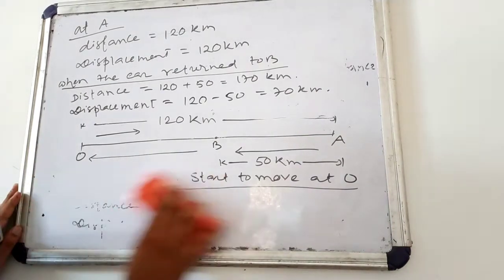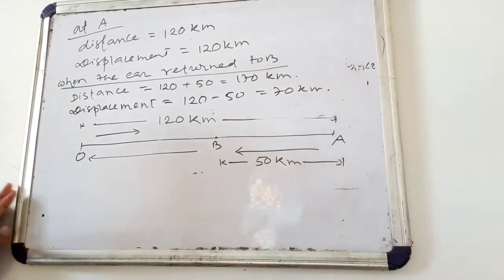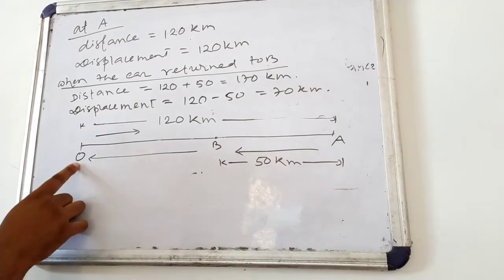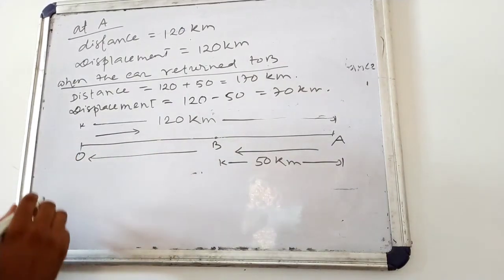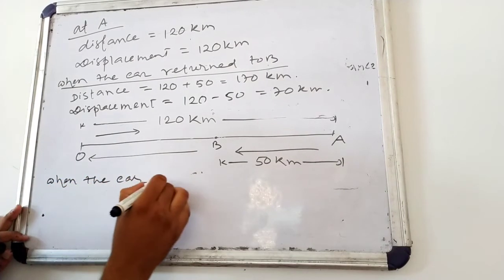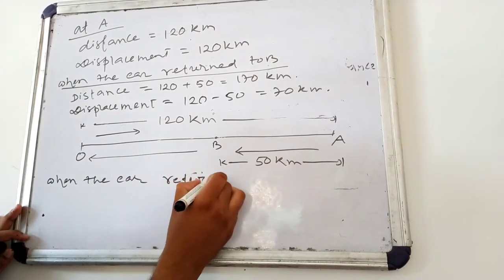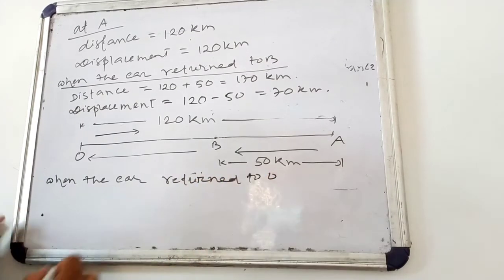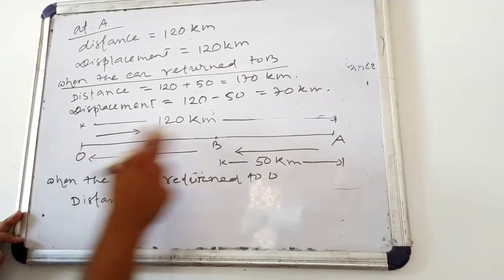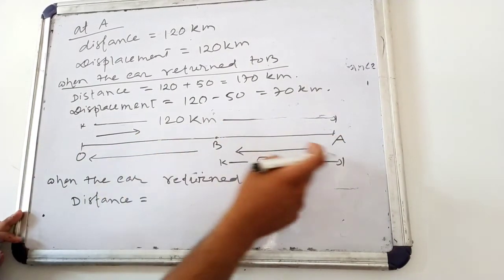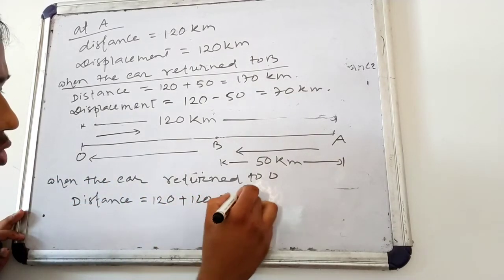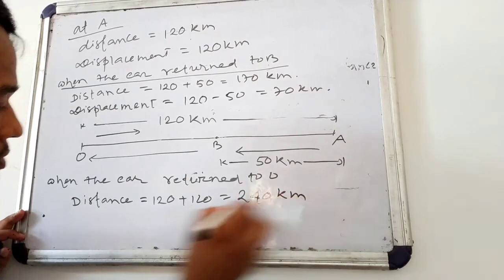So next, this car returns to its initial point again. So when the car returns to O, then its distance will be, from O to A it travels 120 km and A to O it travels again 120 km. So it will be 240 km.